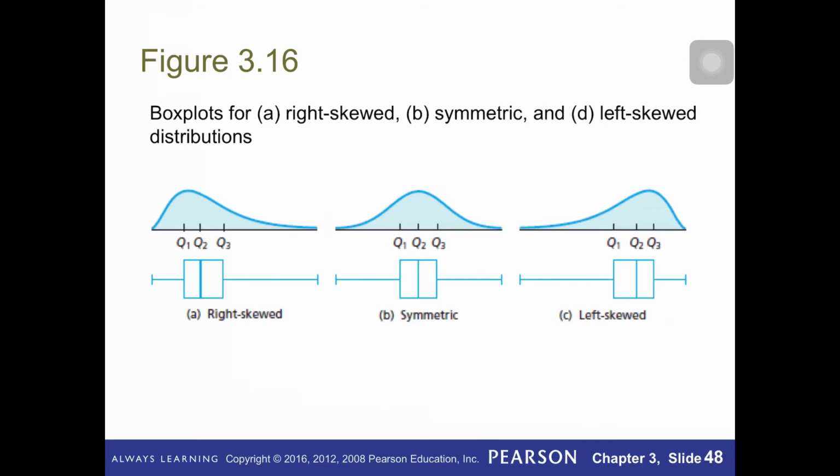Box plot for right skewed, symmetric and left skewed, it is like this. See, if it is right skewed, the box plot can be like this. The left-hand side is a little bit smaller than the right-hand side. If it is symmetric, it is a perfect box. Again, for left skewed, the left side has more area. Okay.